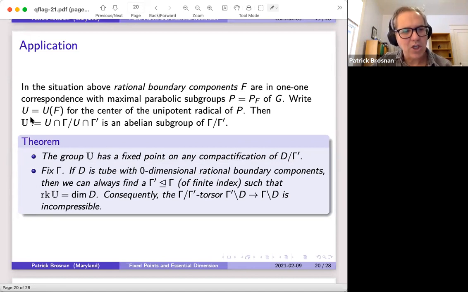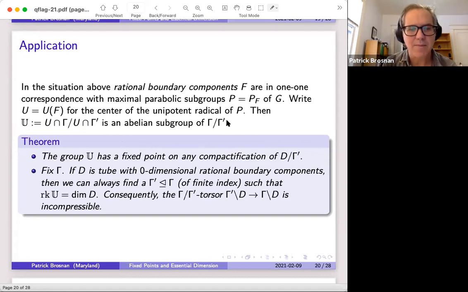So you write U equals U of F for the center of the unipotent radical at P. That guy is somehow controlling the abelian subgroup that I'm going to get. And then we write blackboard bold U for U mod Γ intersect U mod Γ'. So that's some abelian subgroup of Γ mod Γ'. And then here's our theorem.